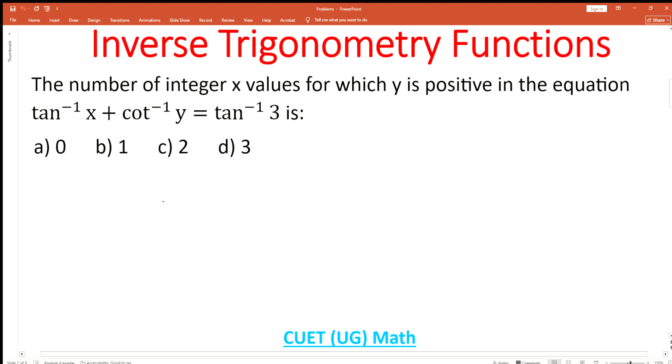In this problem, we have to find the number of integer values for x for which y is positive. We should use the given equation to isolate y on one side of the equation. The given equation is tan inverse x plus cotangent inverse y equals tan inverse 3. We should gather the tan inverse terms on the right side of the equation. We should move tan inverse x to the right side of the equation. It will become minus tan inverse x.